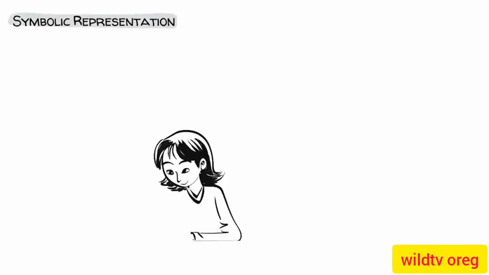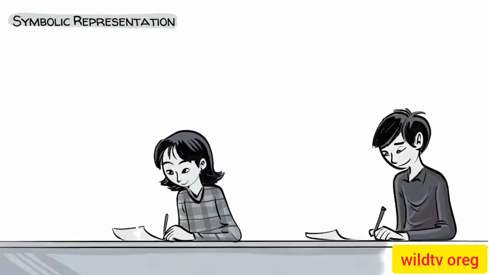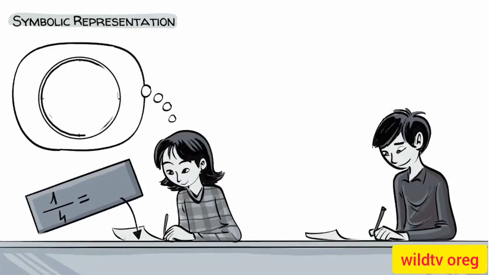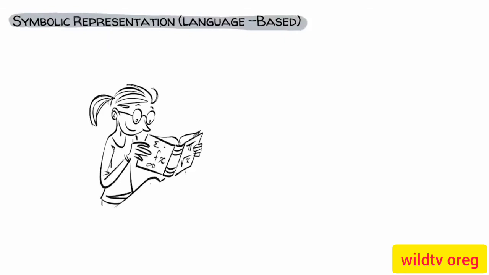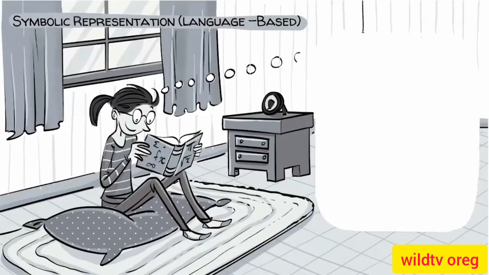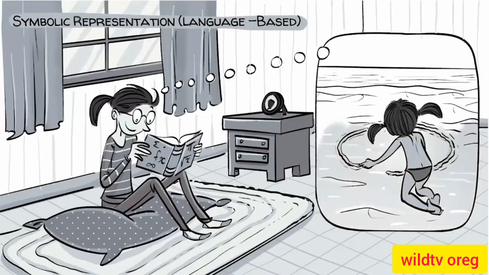Last comes symbolic representation. We now use the images we internalized earlier and turn them into abstract language, such as mathematical symbols. Using a little bit of retrospection, we can easily solve the problem. This last phase is also called language-based because we are really just learning the right words and symbols to express our thoughts. The actual maths knowledge was acquired much earlier through hands-on experiences.